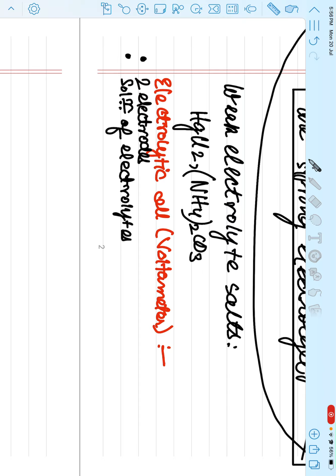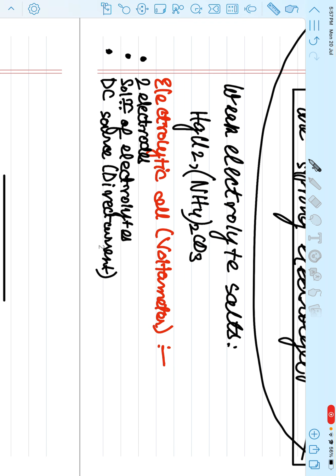Electrolytic cells require an outside source of electricity, which is always a DC source, that is, direct current source. Why do we not use AC and only use DC? That will be clarified, we will also discuss that, and it's for a reason. And what is the energy conversion here? The energy conversion is electrical to chemical. Electrical energy to chemical energy is the energy conversion that happens in an electrolytic cell or a voltameter.